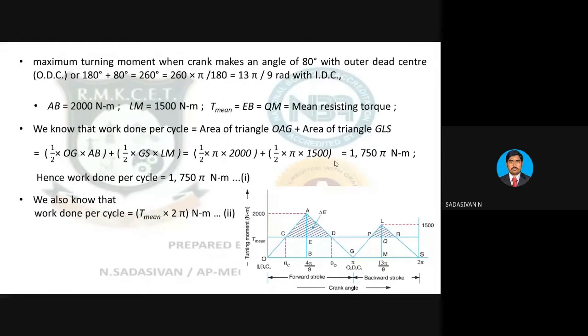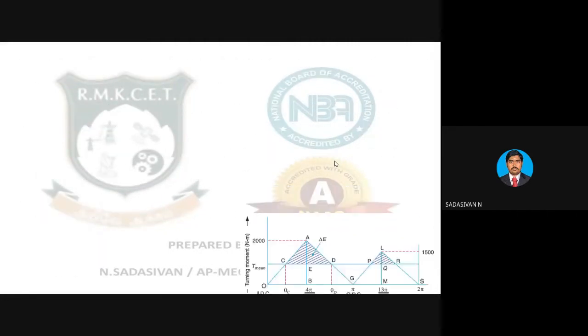We also know that work done per cycle equals mean torque into angle turned. Here the total angle turned per cycle is 2 pi, so I am writing 2 pi here. In the last problem it was 6 pi; here only 2 pi. So T mean into 2 pi is equation 2. Equate equations 1 and 2: T mean into 2 pi equals 1750 pi. Pi gets cancelled, so mean torque equals 1750 by 2.